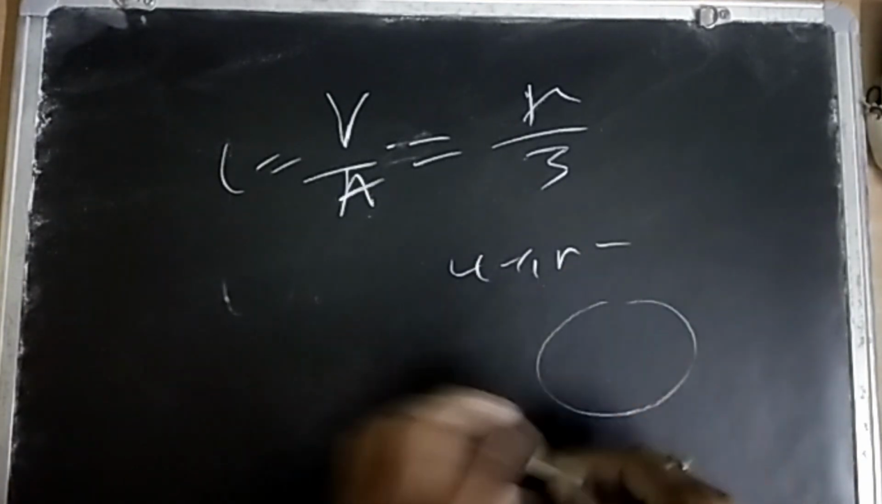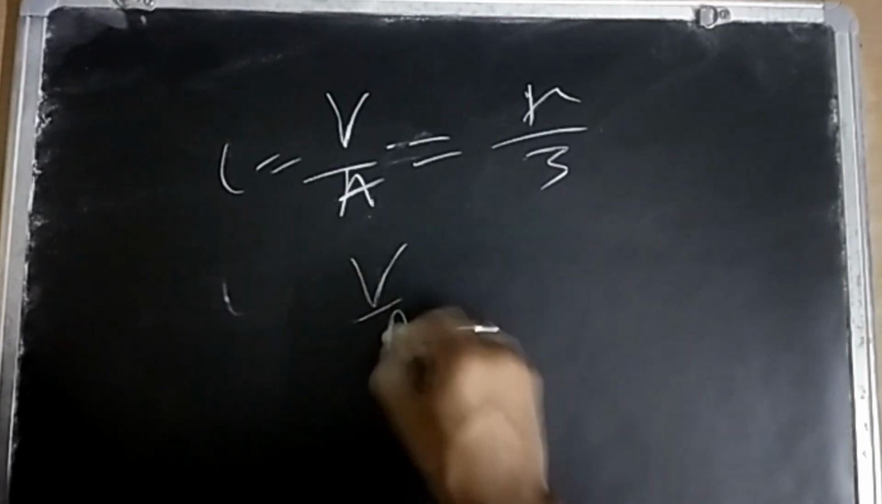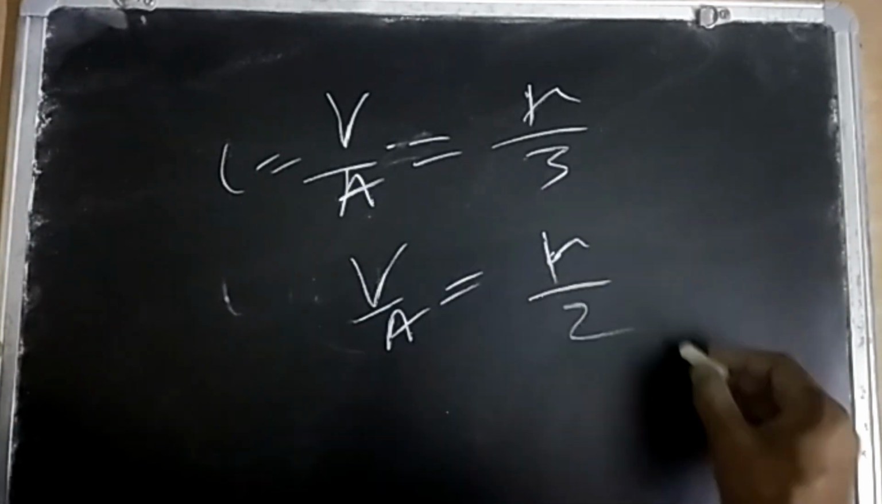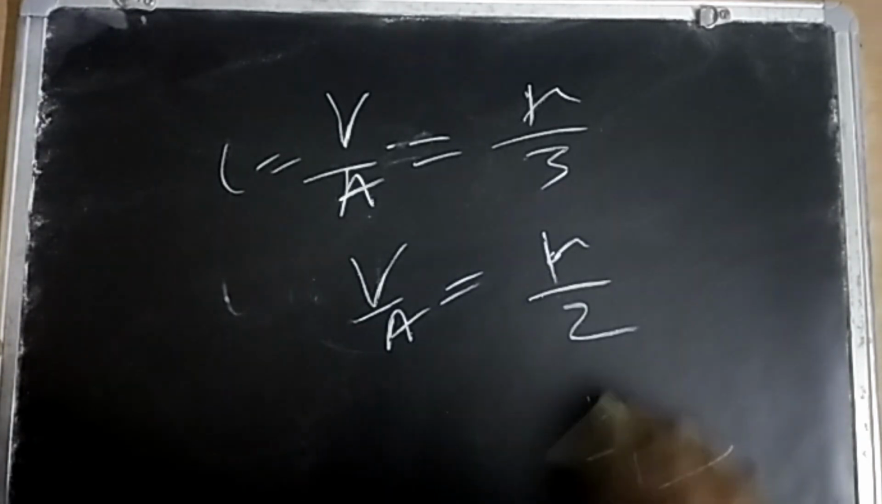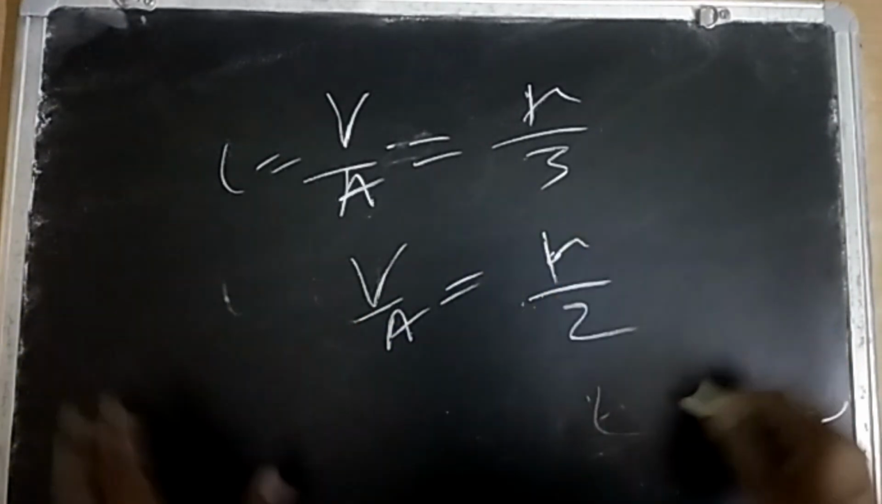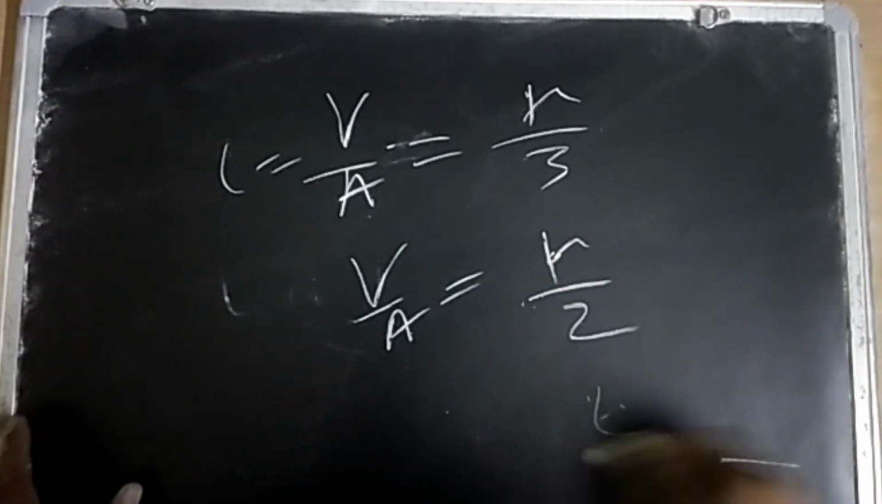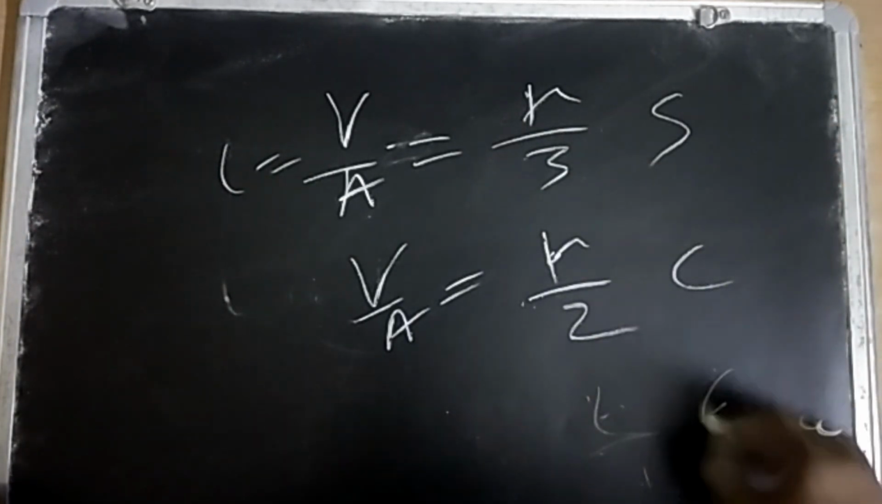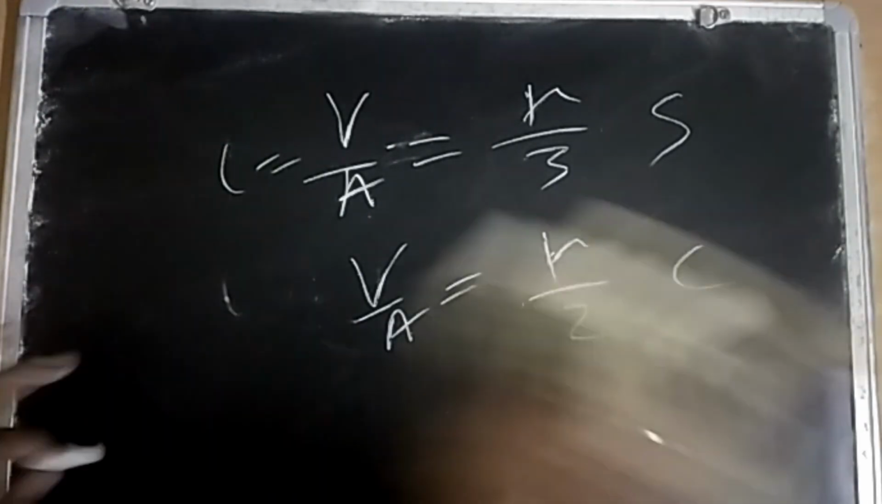That's the characteristic length, and area is 4 pi r square, the overall surface area of the sphere. With volume 4 by 3 pi r cube, r by 3 is for the sphere, and for the cylinder it is r by 2. Again same thing, and for a solid cuboid it is L. So 1, 2, 3: the cylinder, sphere, and some cuboid or cube. Cuboid will have a different thing, L into B. You can always do V by A.